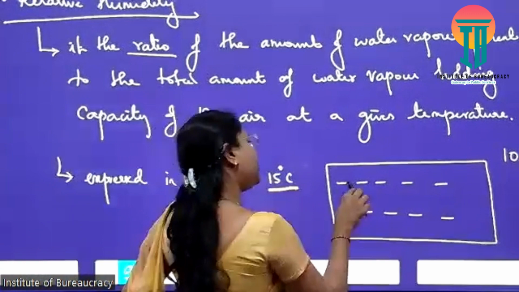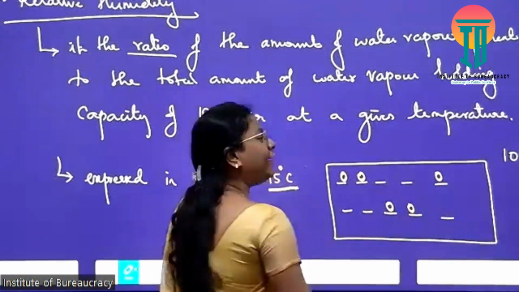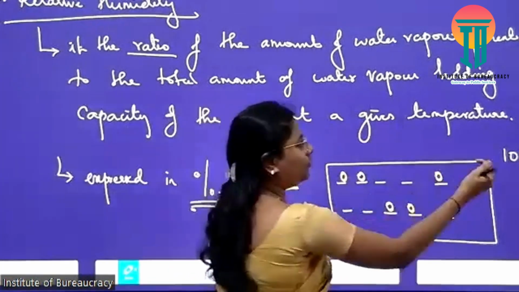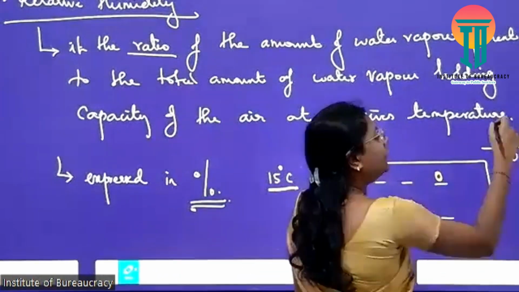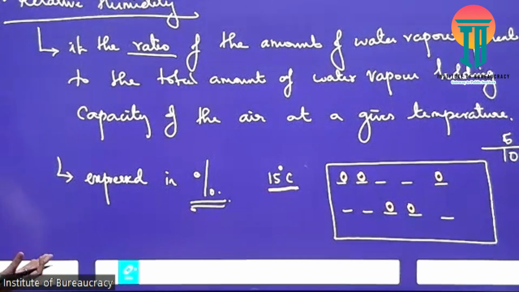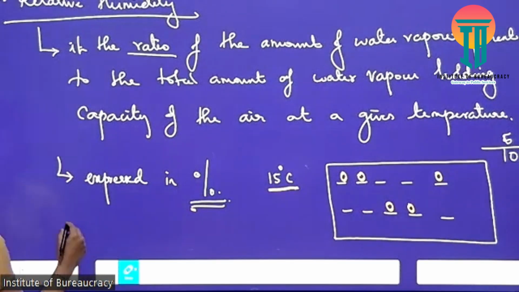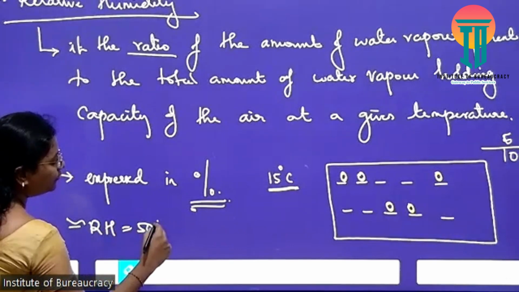But actually there are only 5 molecules, take it. How much can it hold? It can hold 10. But how much is present right now? 5. This ratio is known as relative humidity. What is the relative humidity now? In this case scenario, it is 5 by 10, that is 1 by 2, which is 50%. So the relative humidity in this scenario is equal to 50%.